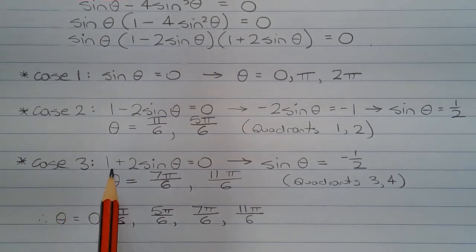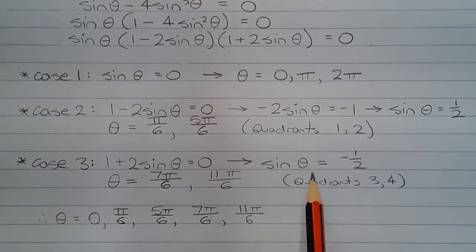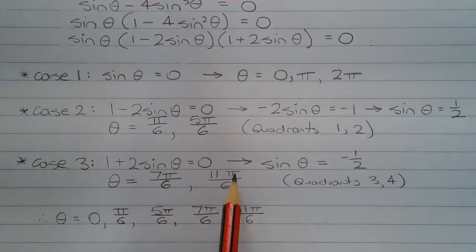And in case 3, we have 1 plus 2 sine theta equals 0. So making sine theta the subject of the formula, we get sine theta is equal to negative half. And the angle theta will be in quadrants 3 or 4 since the ratio is negative. So that's from the all stations to central. So solving this for theta, we get theta is equal to 7 pi over 6 or 11 pi over 6. And combining the solutions from all three cases, we get theta is equal to 0, pi over 6, 5 pi over 6, 7 pi over 6 or 11 pi over 6.